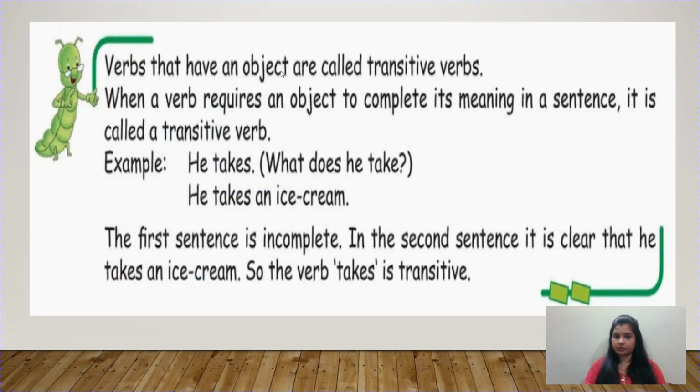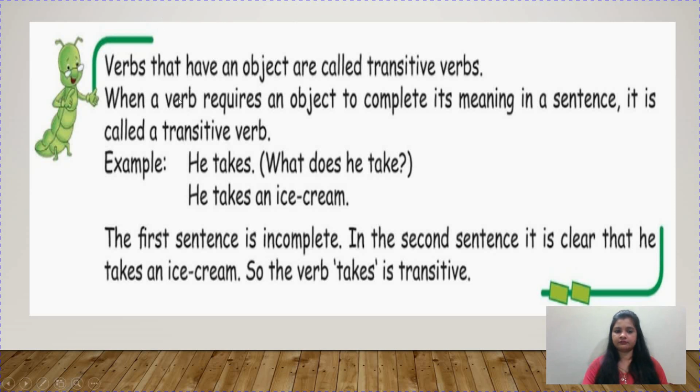Verbs that have an object are called transitive verbs. When a verb requires an object to complete its meaning as a sentence, it is called a transitive verb. Okay, we have discussed that when we need an object to make a complete sentence, it is called transitive verb. For example, he takes what? What does he take? He takes an ice cream, he takes a pen, he takes a pencil. So whenever we require an object, it is transitive verb.